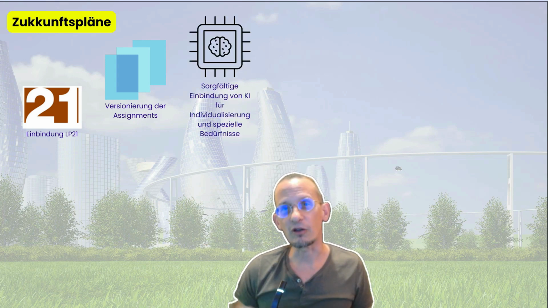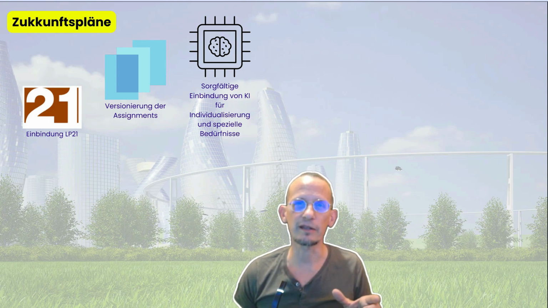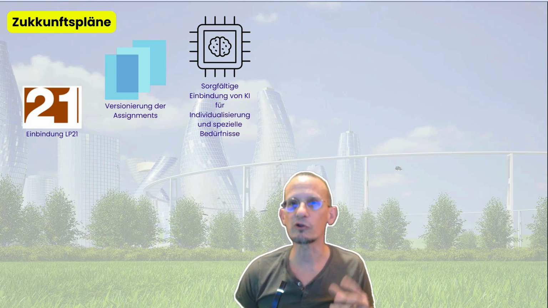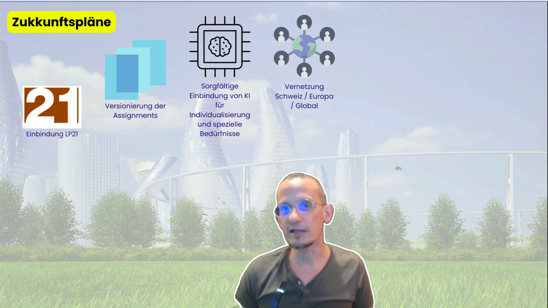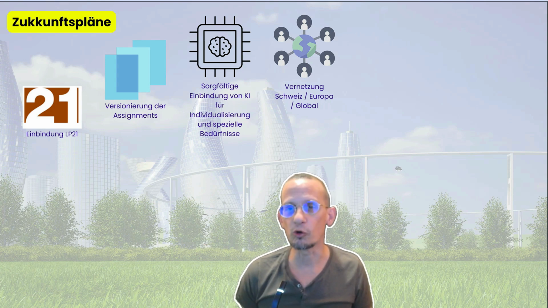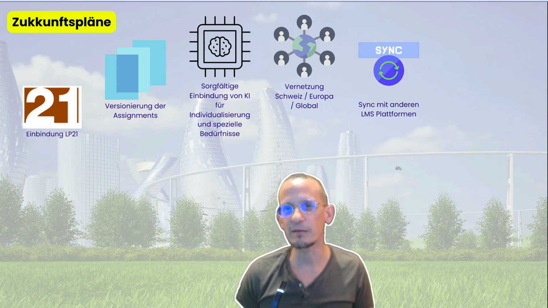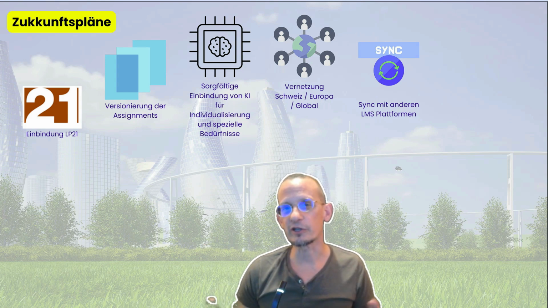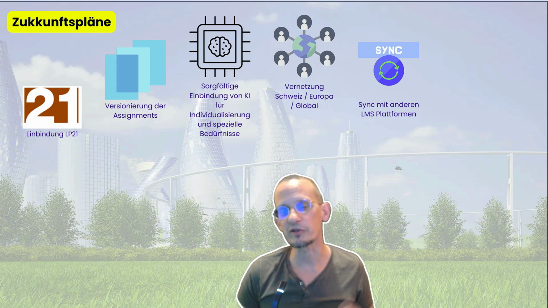We want to integrate artificial intelligence very carefully, very aware of data protection. The point is that we can simply create assignments for students with special needs. Another goal will be to network in your country, internationally, maybe even globally. Synchronization with other learning platforms is also planned. This allows us, if we work on different LMS platforms within the community, to synchronize the assignments of one platform to the other, and optimize for mobile devices.